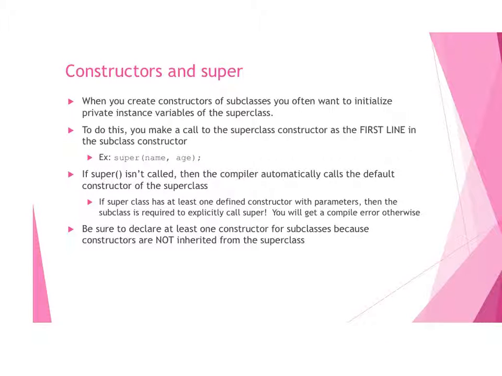When you create a constructor of a subclass, you often want to initialize those private instance variables of the superclass. In order to do this, we are going to make a call to the superclass constructor as the first line in the subclass constructor. We do this by just saying super and then passing in any parameters that are needed. It always has to be the first line of code. If super isn't called, then the compiler will automatically call the default constructor of the superclass.